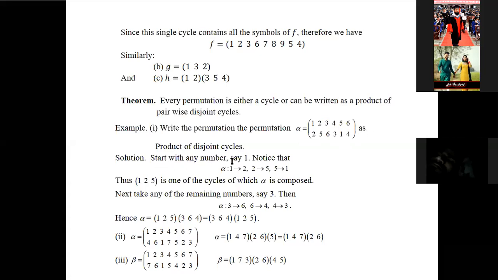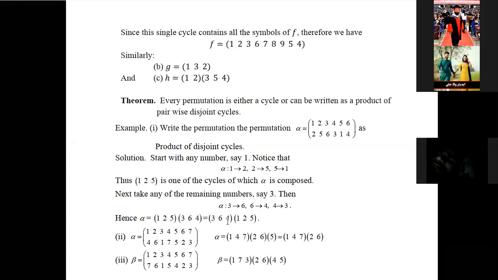Now start with any number, say 1. 1 goes to 2, 2 goes to 5, 5 goes to 1. One cycle is complete. It means (1, 2, 5) is one of the cycles of which alpha is composed. Again, take the remaining, say starting from 3, 3 goes to 6, 6 goes to 4, and 4 goes to 3. Again, the second cycle is also complete. Means alpha equals what? One cycle is (1, 2, 5), and the second cycle is (3, 6, 4).